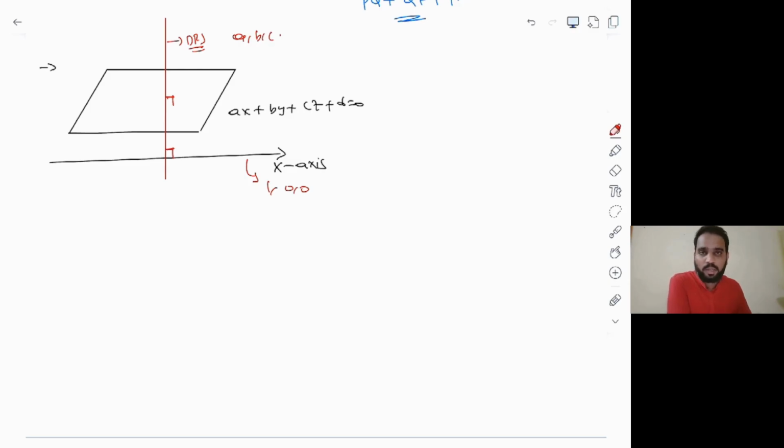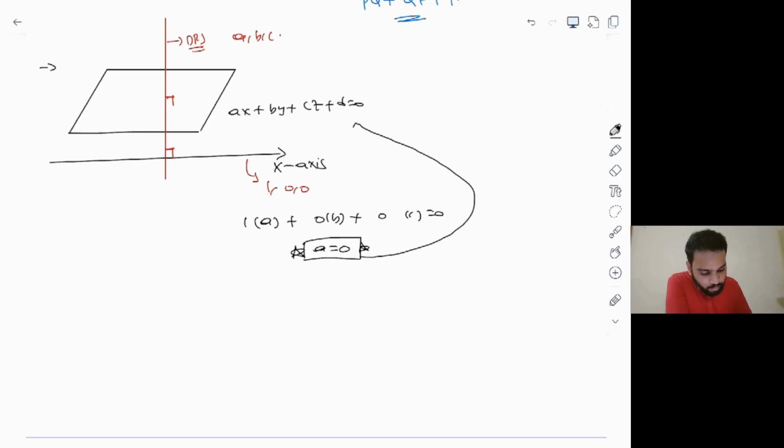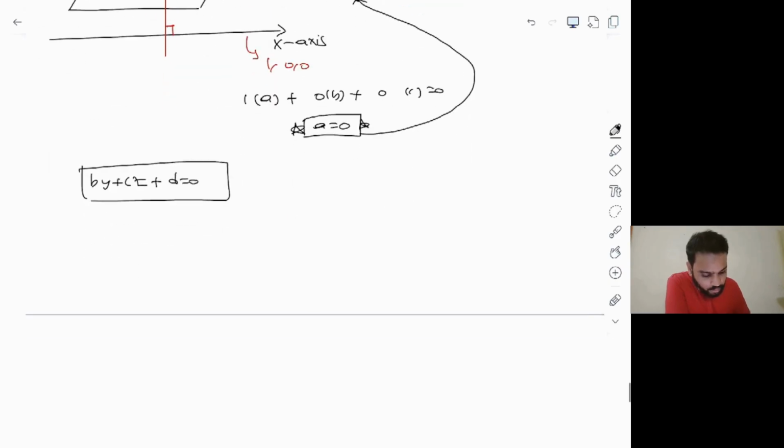But this x-axis and this normal are perpendicular to each other. And what happens if two lines are perpendicular to each other? a1 a2 plus b1 b2 plus c1 c2 is equal to 0. So that is what I'm going to apply, which is 1 into a plus 0 into b plus 0 into c is equal to 0. On solving, you get a is equal to 0. So if you put this back in the plane equation, we get by plus cz plus d is equal to 0. So this is the general equation of the plane which is parallel to the x-axis.